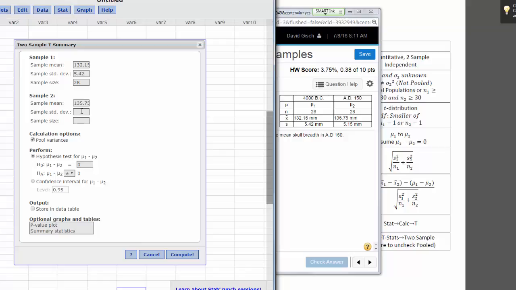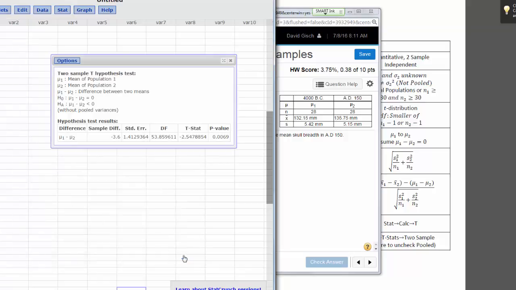Sample standard deviation 5.15. Sample size again 28. We're going to uncheck pooled, right? It's not pooled, and point my arrow to the left. Compute. There it is. So T-stat, our test statistic, and it's a T distribution, so that's where the T in the T-stat comes from, right? Negative 2.548.